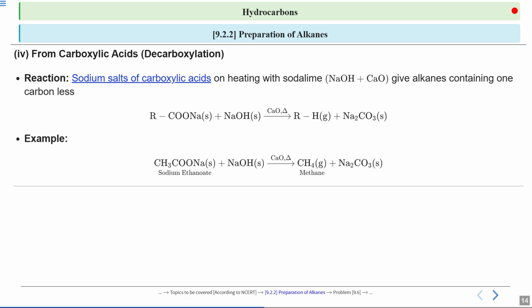So to illustrate this reaction, consider sodium ethanoate, which is a sodium salt of acetic acid. When it undergoes decarboxylation, it produces methane, the simplest alkane. The reaction is CH3COONa plus NaOH, giving us CH4 and Na2CO3. This example highlights that decarboxylation can be used to generate alkanes from carboxylic acid, and we can also prepare methane, irrespective of the previous method, which was not suitable for creating methane.